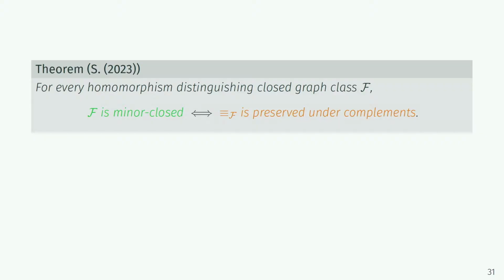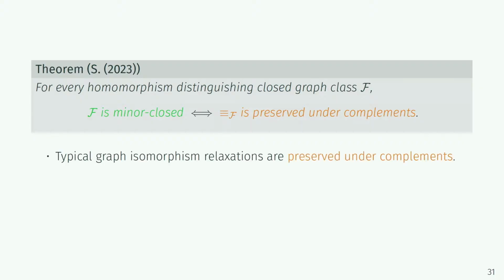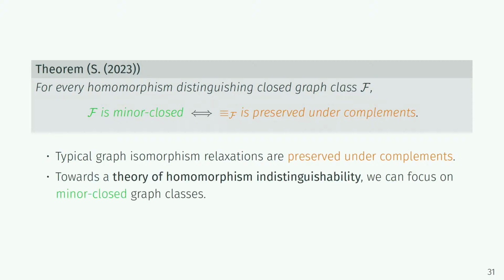And secondly, it tells us that minor closed graph classes play a central role in homomorphism indistinguishability, namely because the typical graph isomorphism relaxations that people study are preserved under complements. Hence the graph classes that we have to consider are minor closed. So towards such a theory of homomorphism indistinguishability, I would argue it's a good first step to look at these minor closed graph classes.